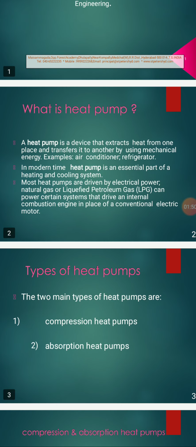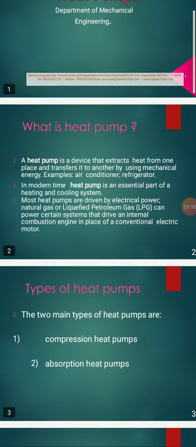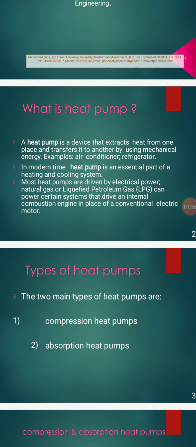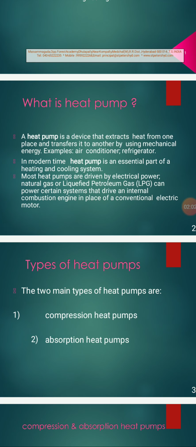If our desired effect is cooling, the refrigeration effect, then it is a refrigerator. If the desired effect is heating, then it will be a heat pump. And the COP can be calculated as the desired effect divided by the net work input. Here the desired effect is heating, the amount of heat rejected to the sink.